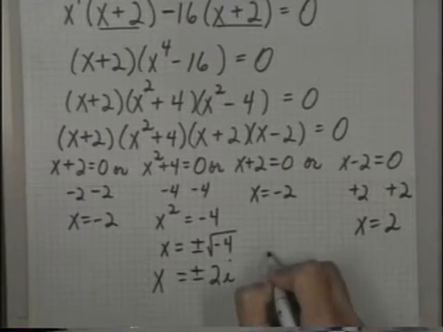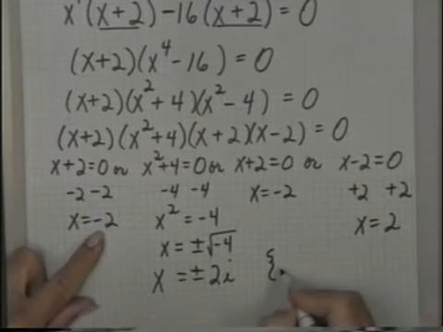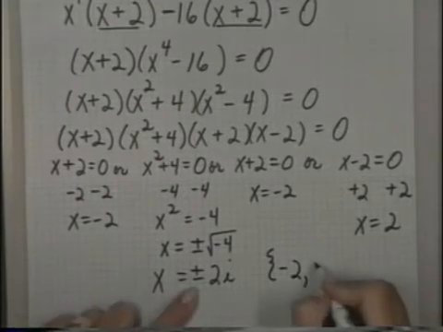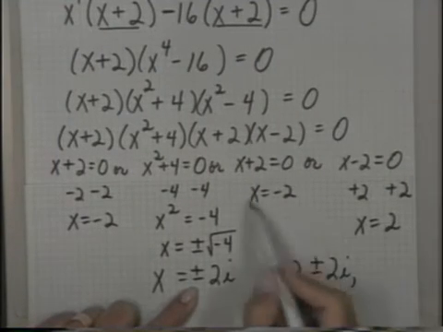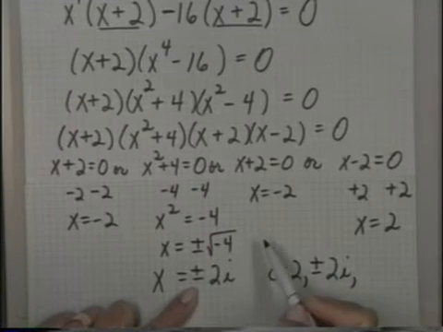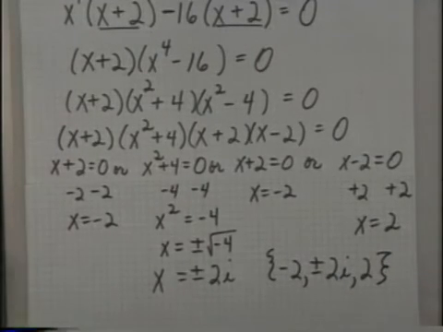Let's write these solutions in solution set notation. I have negative 2. I have plus or minus 2i. I do not need to write the negative 2 again. I have positive 2.